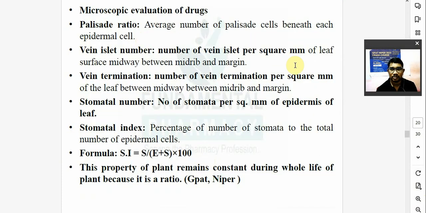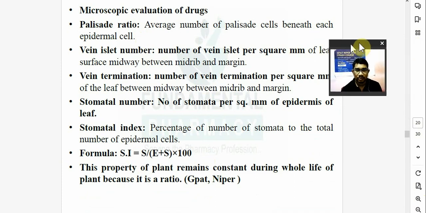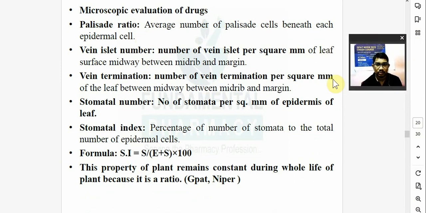In the last session, we have seen the drug adulteration process. We have also seen microscopic evaluation of crude drugs. So what do you mean by stomatal index? What do you mean by stomatal number? What do you mean by palisade ratio? So that is again an important part.